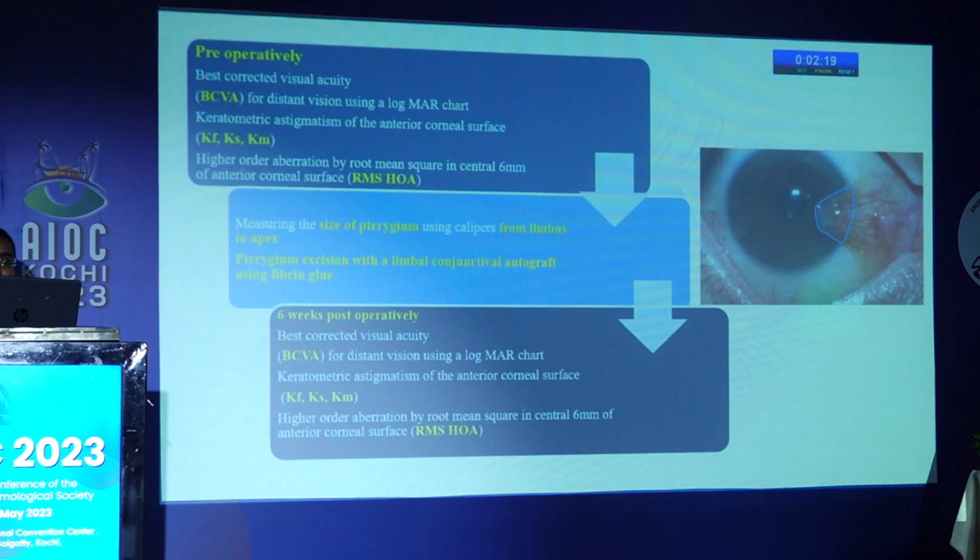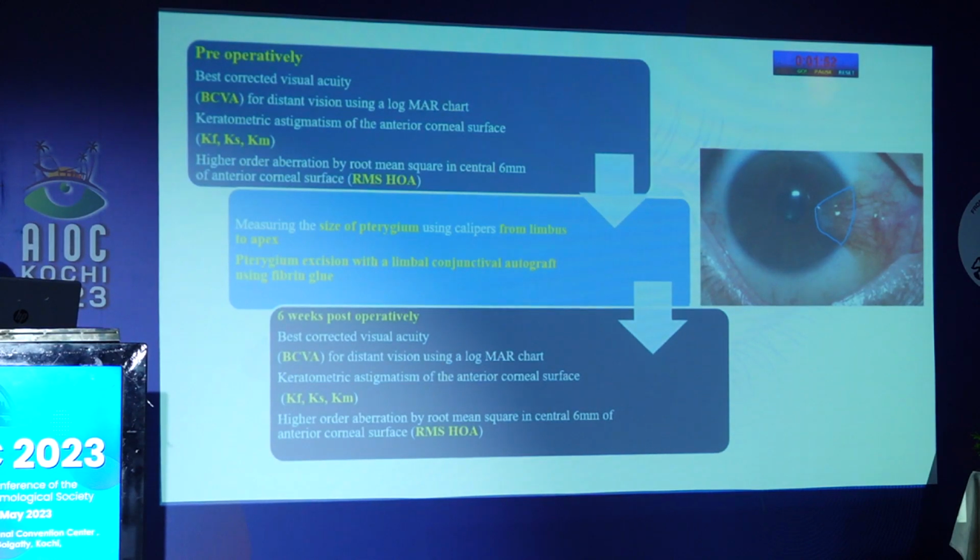We preoperatively measured the best corrected visual acuity for distant vision using a logMAR chart, and using Pentacam we recorded the keratometric value in the flat meridian, steep meridian, mean keratometric value, and keratometric astigmatism of the anterior corneal surface. And using Pentacam we recorded the higher order aberration by root mean square in the central 6 mm of the anterior corneal surface. Measuring the size of pterygium using calipers from limbus to apex was done intraoperatively.